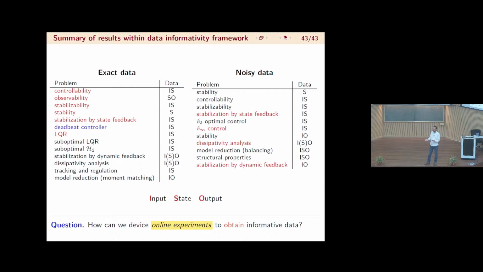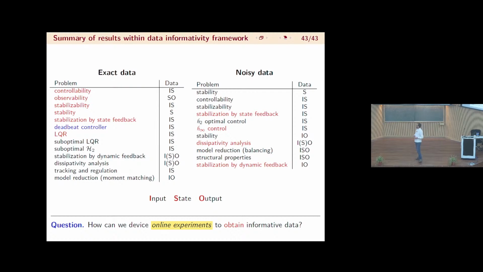Right? And that is what we are going to do tomorrow as the last day. We are going to study online experiments for system identification. So the outcome is going to be an online experiment. Apply a certain input, look at the output, and by looking at the input and output, apply another one. Collect the output, another one. That is what we are going to do.